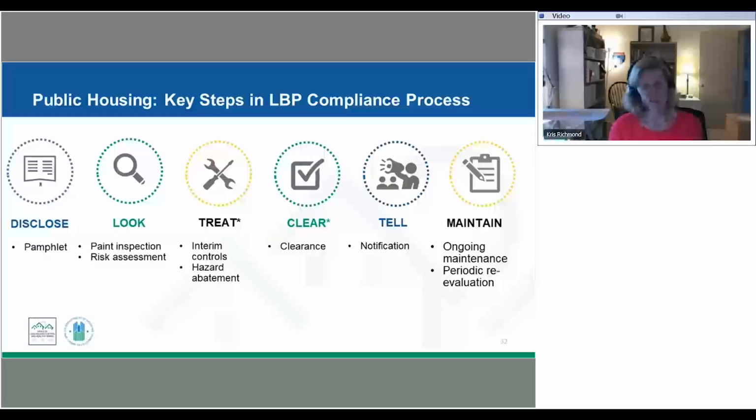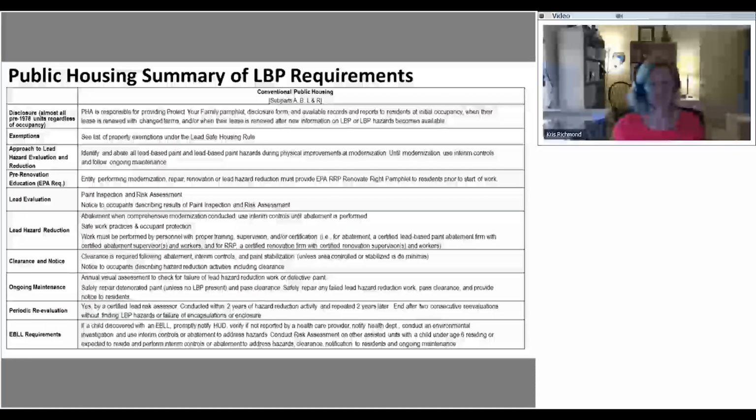And then after clearance, we're going to be telling, and so we'll be using the term notification. So we have to notify residents in writing where the lead hazards were found, and there's also a separate notification of how they were treated. And we'll go into that and show you some samples. And then we have maintenance, or maintaining. So we have ongoing requirements because of the ongoing relationship between the program funding and the unit. And then we also have periodic reevaluation. We'll go into more detail about that as well.